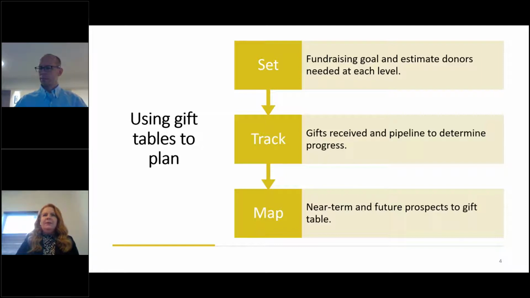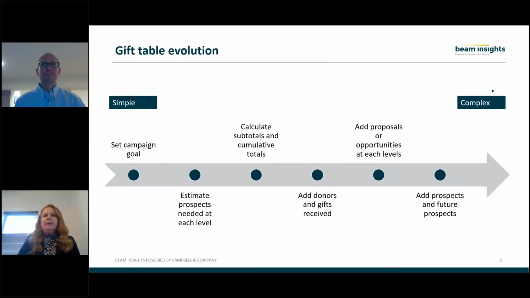If you want to think about increased complexity of the gift table, you can pull together your pipeline, as I mentioned in the tracking feature, or you can pull together your different prospect lists. If you have a near-term prospect list, you could map it to the gift table, which we'll go through in detail. And you can also take a look at your longer-term prospects, or prospects who aren't as engaged with you at this time or for this fundraising effort, and map those to the gift table as well. So there are lots of different ways that you can use the gift table to help with any fundraising initiative.